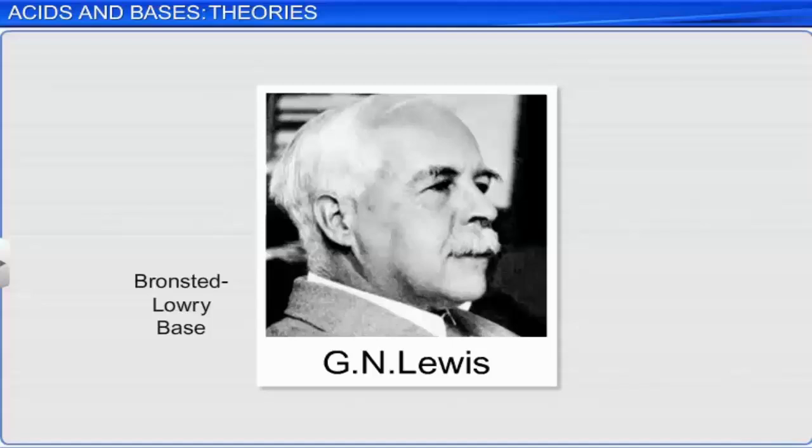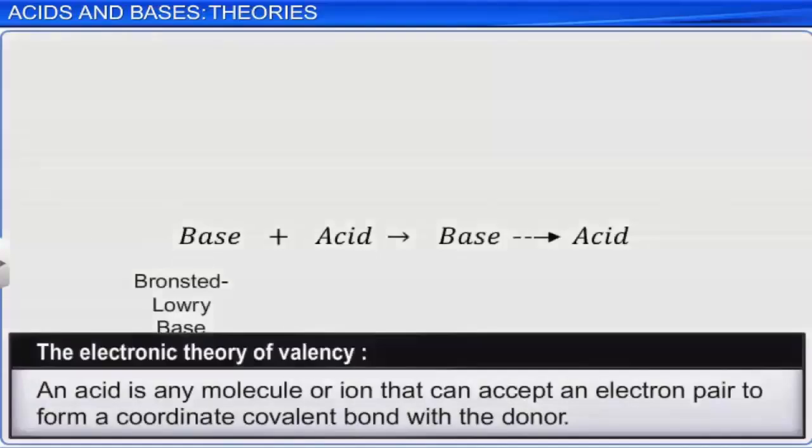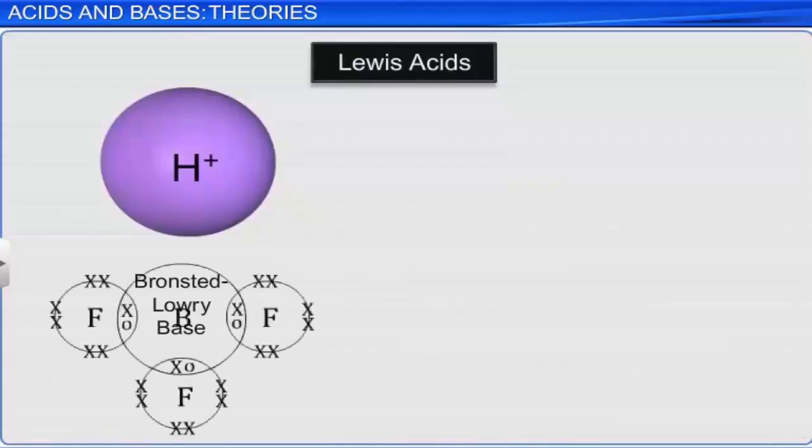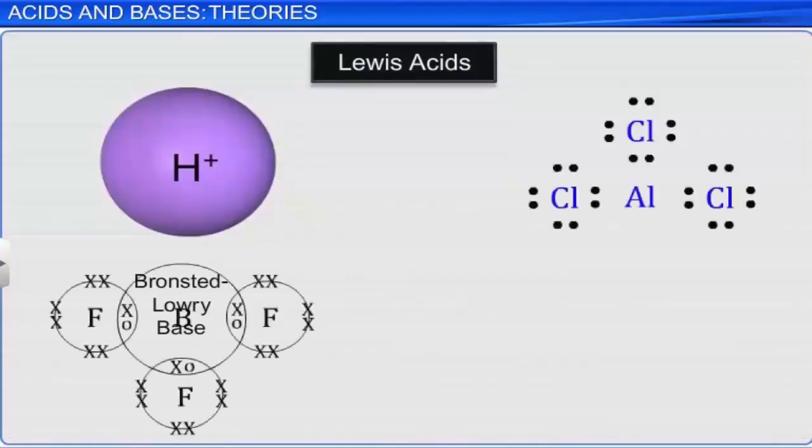According to this theory, an acid is any molecule or ion that can accept an electron pair to form a coordinate covalent bond with the donor. For example, H+, BF3, AlCl3 and SnCl4 act as Lewis acids.